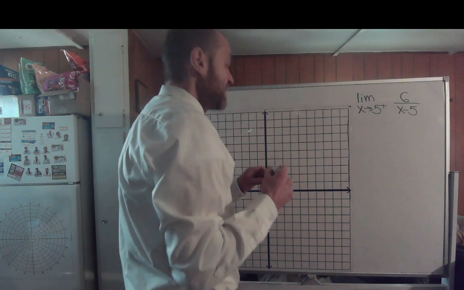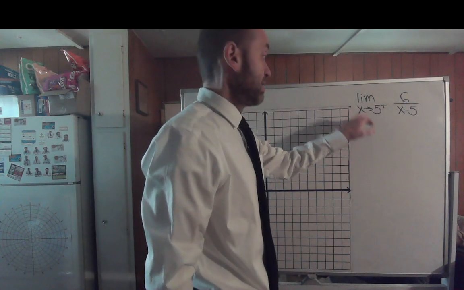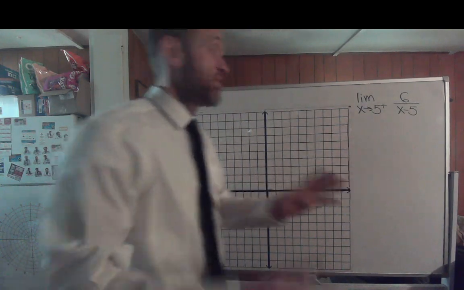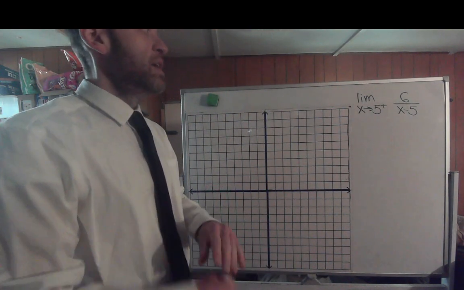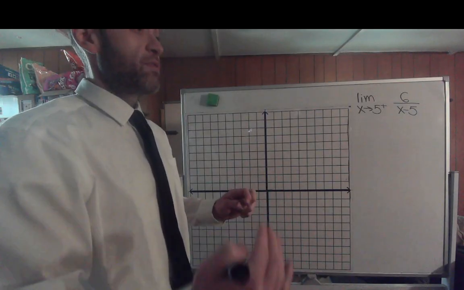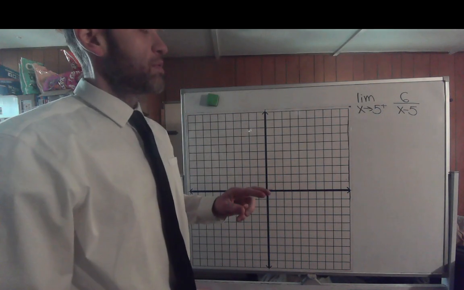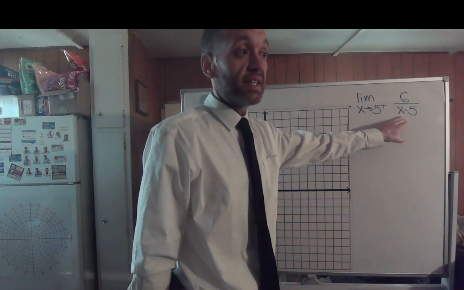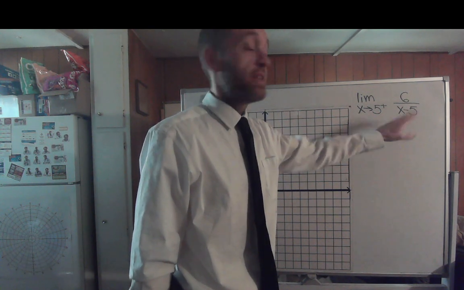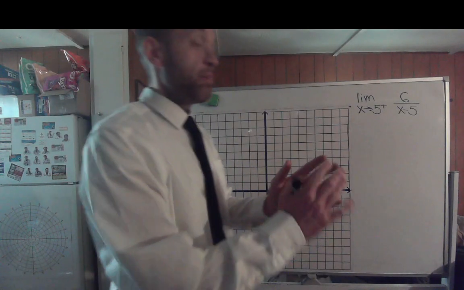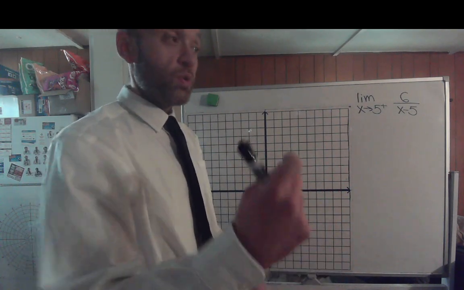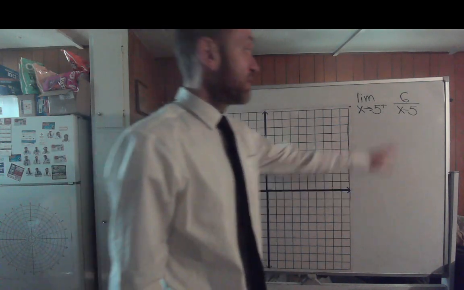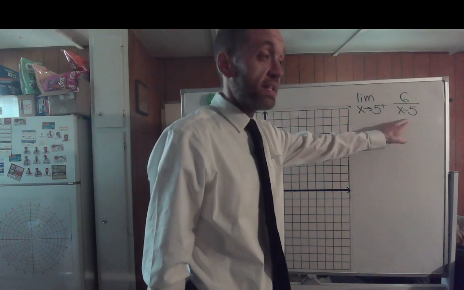So what if you were asked to find the right-handed limit as x approaches 5 of 6 all over x minus 5? We have a rational function. So you're going to approach 5 from the right. Well, we definitely can't substitute in 5 itself because you would get 6 over 0, which is undefined. But think about 5 from the right. The number is going to be bigger than 5. It's going to be greater than 5. So if I put in 5.1, I'll have a positive denominator.